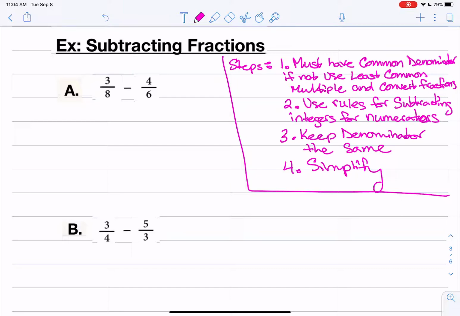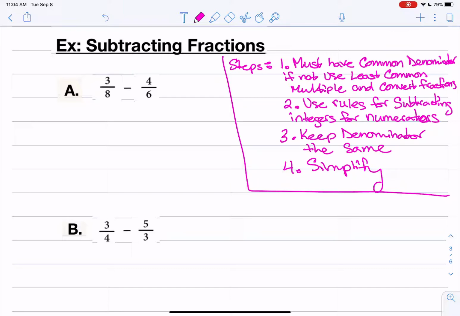Today we're going to look at subtracting fractions. So, the steps for subtracting fractions are, first, number one, you must have a common denominator. If you do not, you need to use the least common multiple and convert your fractions. So it's just like adding fractions. When you subtract fractions, you still need that common denominator.